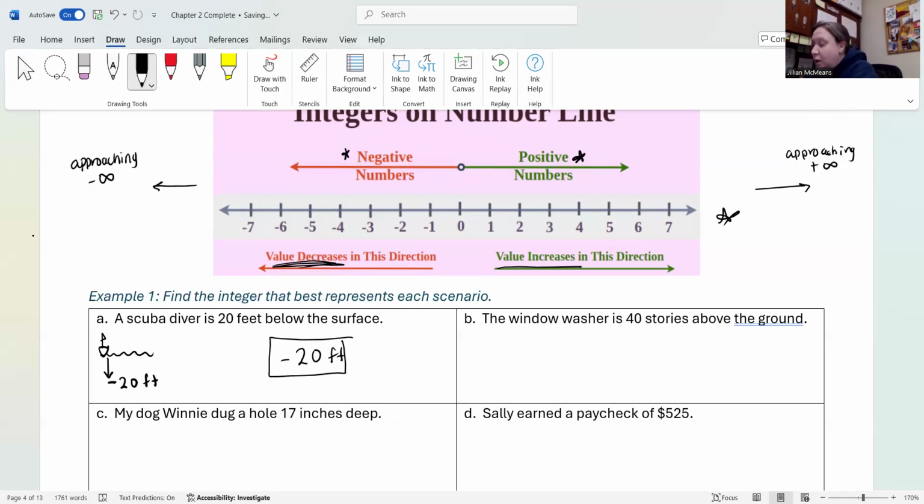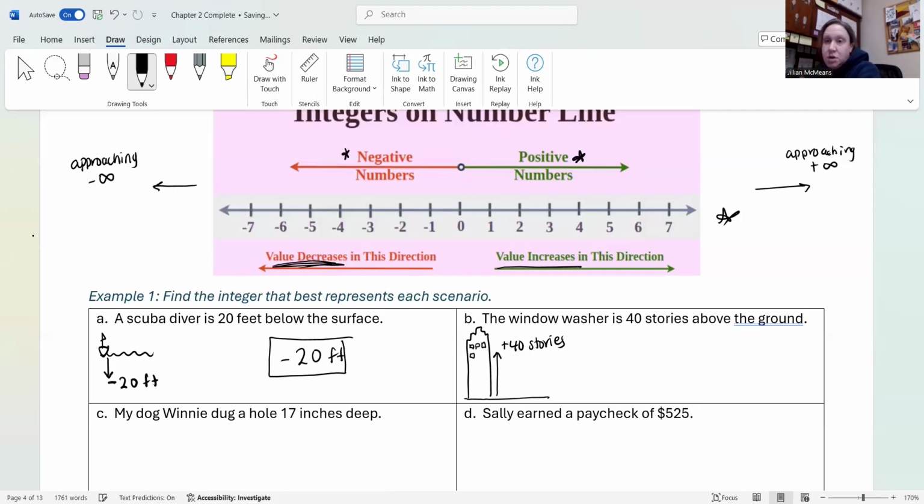Now for part B, it says the window washer is 40 stories above the ground. So imagine a really intense New York skyscraper. All right, they've got windows, windows, windows. Imagine the ground being zero. The ground isn't positive, it isn't negative, it's just the ground, it's zero. Anything above the ground is a positive integer. Anything below the ground, like if we were to dig under the street, that would be a negative integer. So this window washer is 40 stories above the ground. So this would be positive 40 stories.